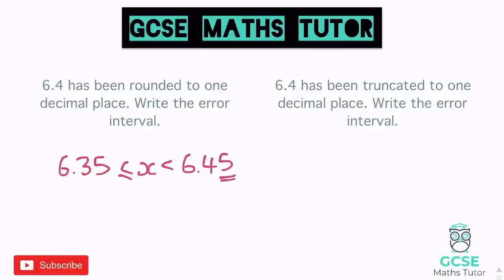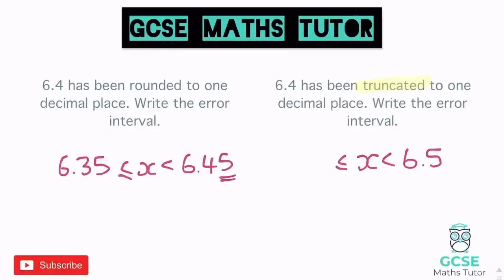On to the next one. This one's slightly different in the wording. So this one says it's been truncated to 1 decimal place, and truncated basically just means it's been chopped off after this first decimal, regardless of how it rounded. So if we have a look at writing this as an error interval, again we write these in the same way. The impossible number that it couldn't have been is 6.5. So my top one here is 6.5. It had to be 6.4 something if it was just chopped off.